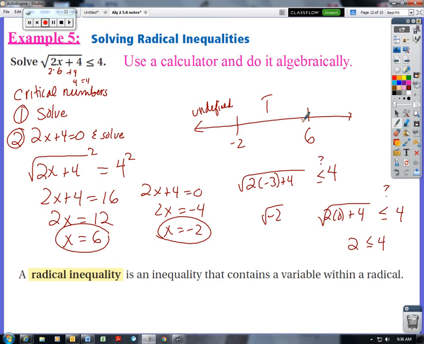And then let's pick a number bigger than 6, so let's use 7. 2 times 7 plus 4, is that less than or equal to 4? So that's 14 plus 4, which is 18. The square root of 18 has to be bigger than 4 because the square root of 16 is 4. So a bigger number than 4 is not going to be less than or equal to 4. So that's going to be false.